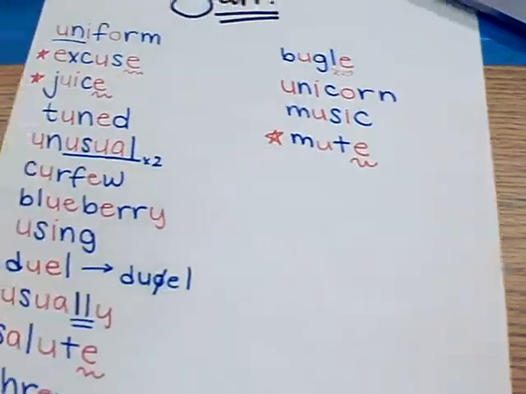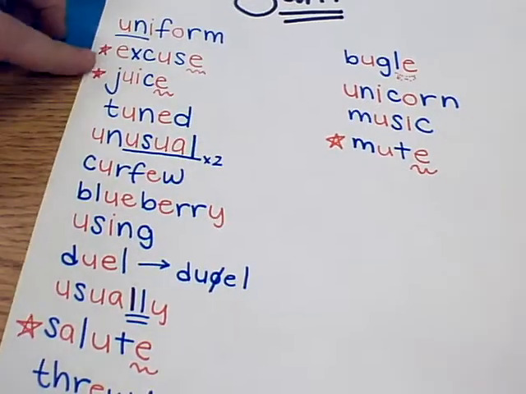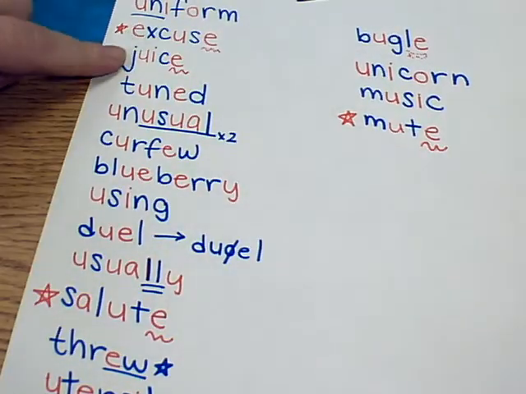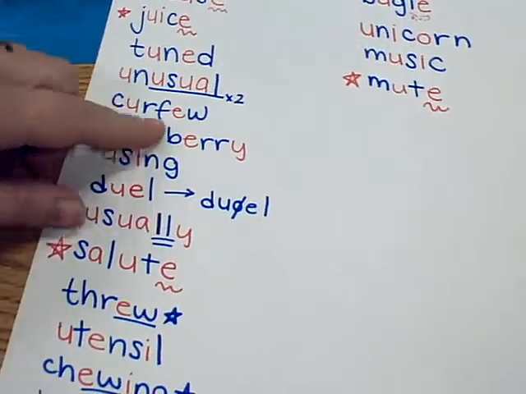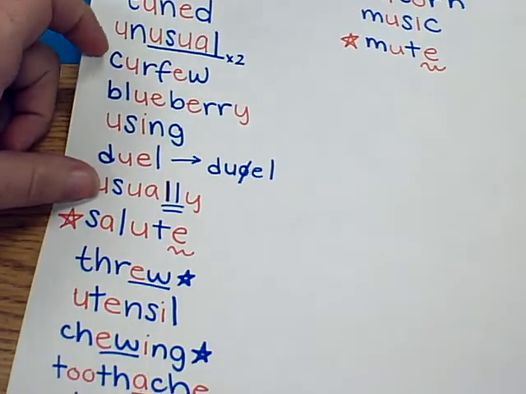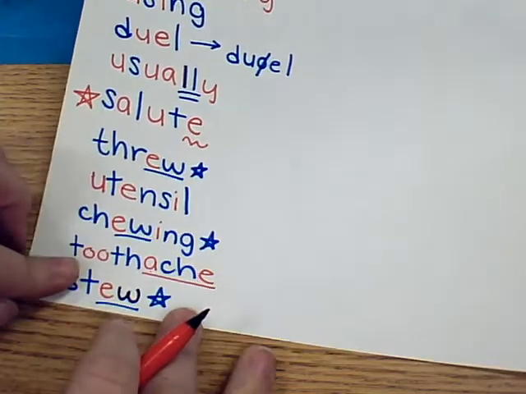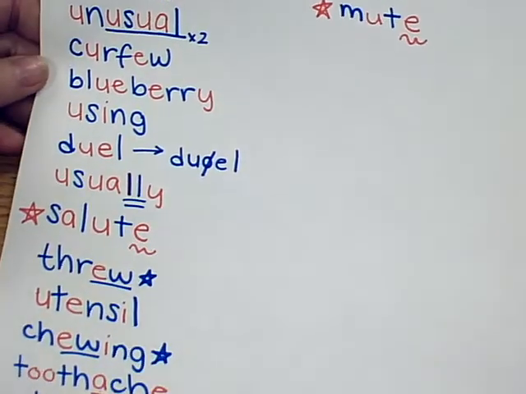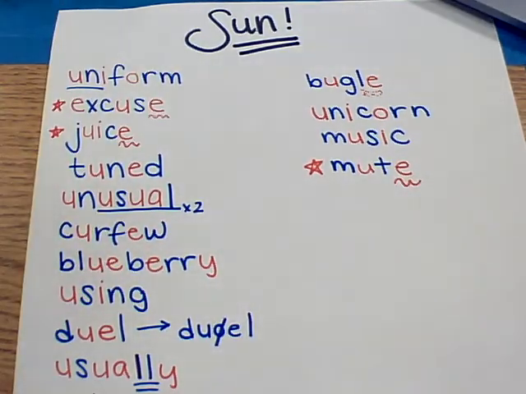So really, we did have some patterns that I found as we were going over them. We have the silent E's, so we had four of those: excuse, juice, salute, and mute. And then we also had usual done twice, so we had unusual and usually. And then we also had our EWs, like through, chewing, and stew. So not too many things all combined, but I know you guys are going to have a great week. Make sure you study.